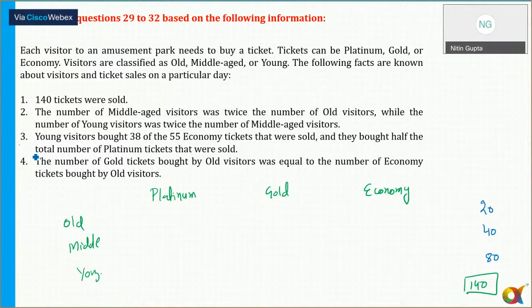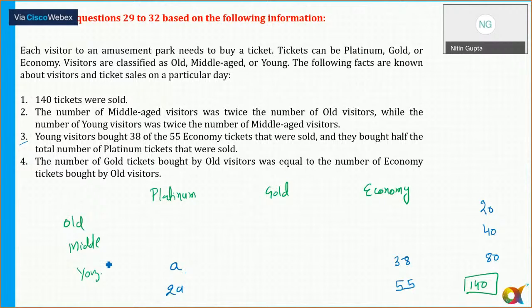Point number 3. Young visitors bought 38 of the 55 economy tickets that were sold. So the total number of economy tickets is 55, and the young visitors bought 38. So this becomes 38 here. And they bought half the total number of platinum tickets that were sold. So of the total platinum tickets, young people have bought A. The total number of platinum tickets is 2A, so the young people have bought A out of 2A, and I can write down A.